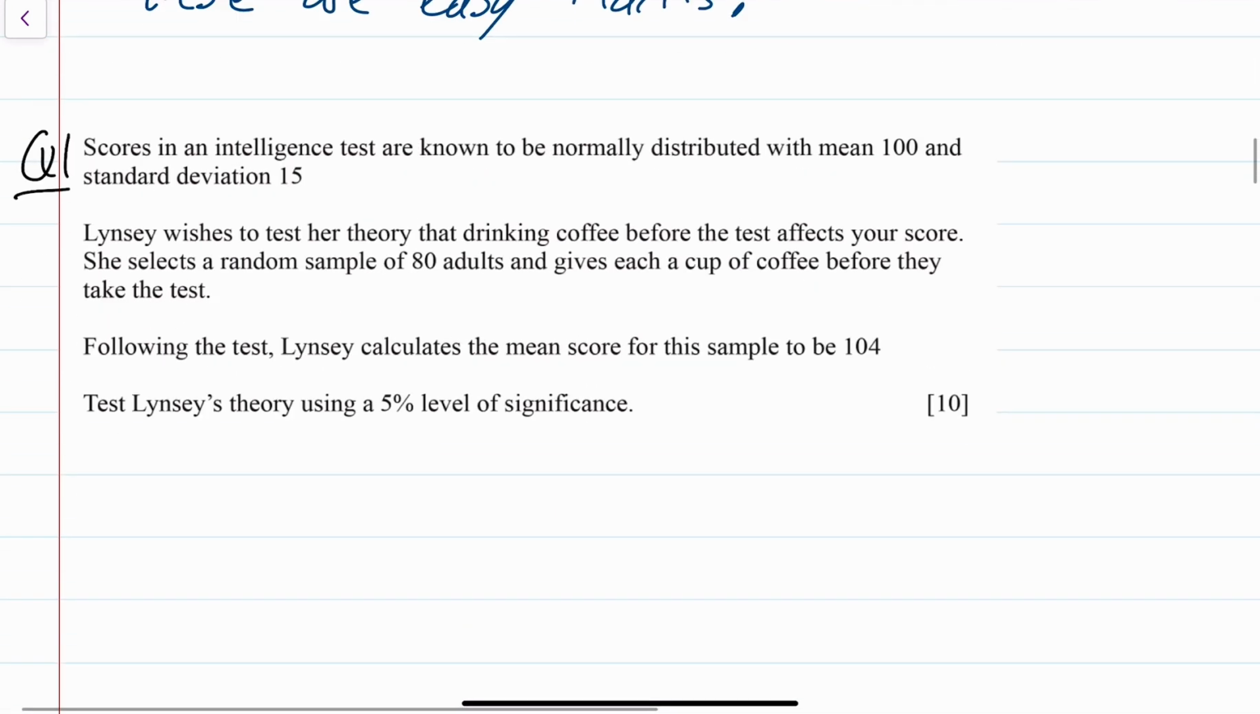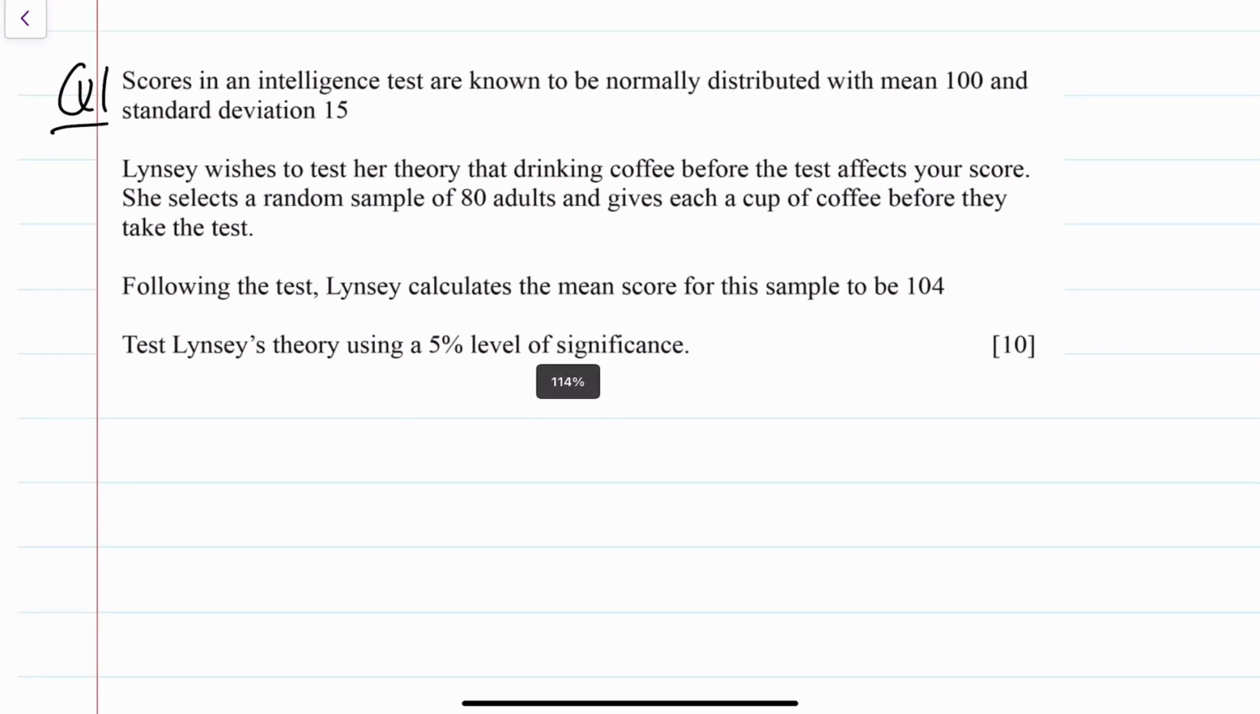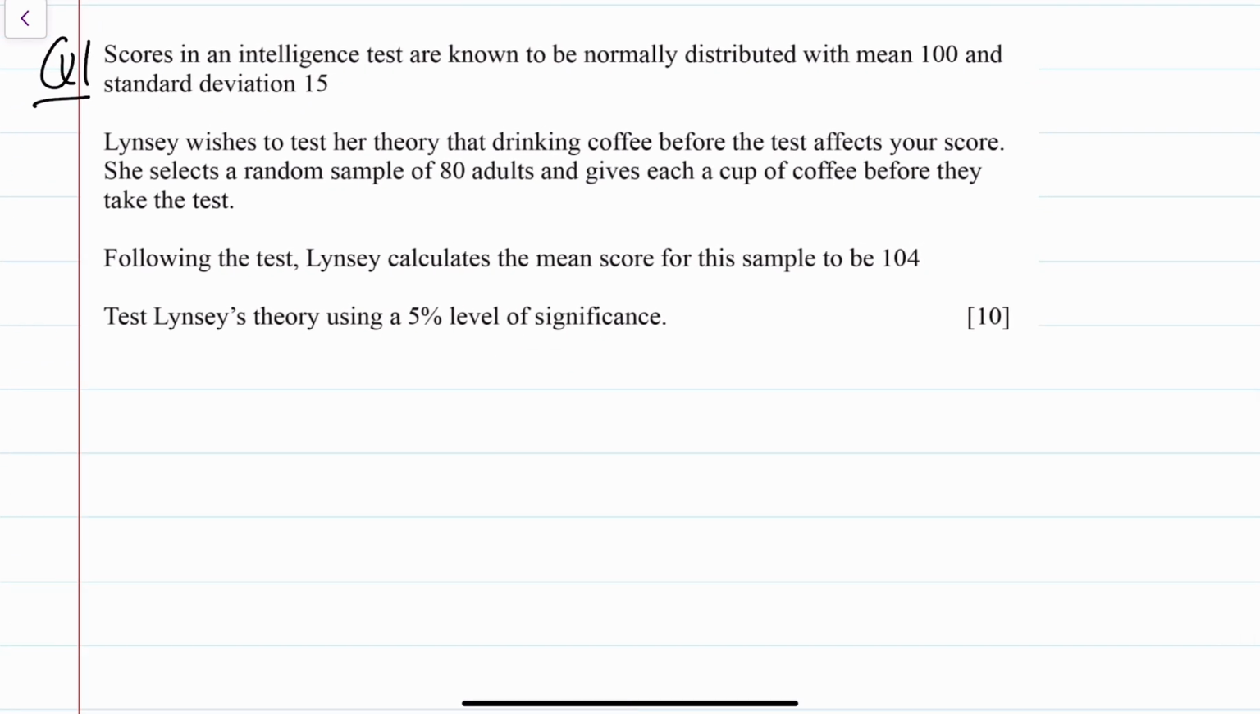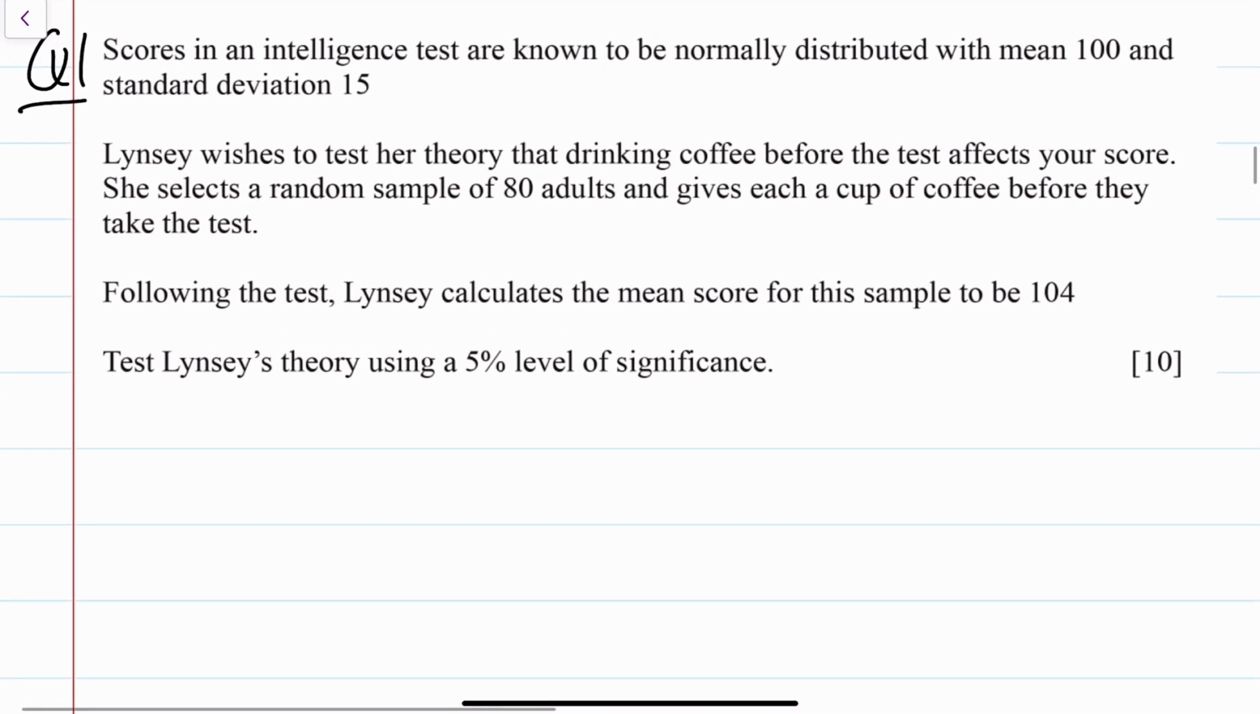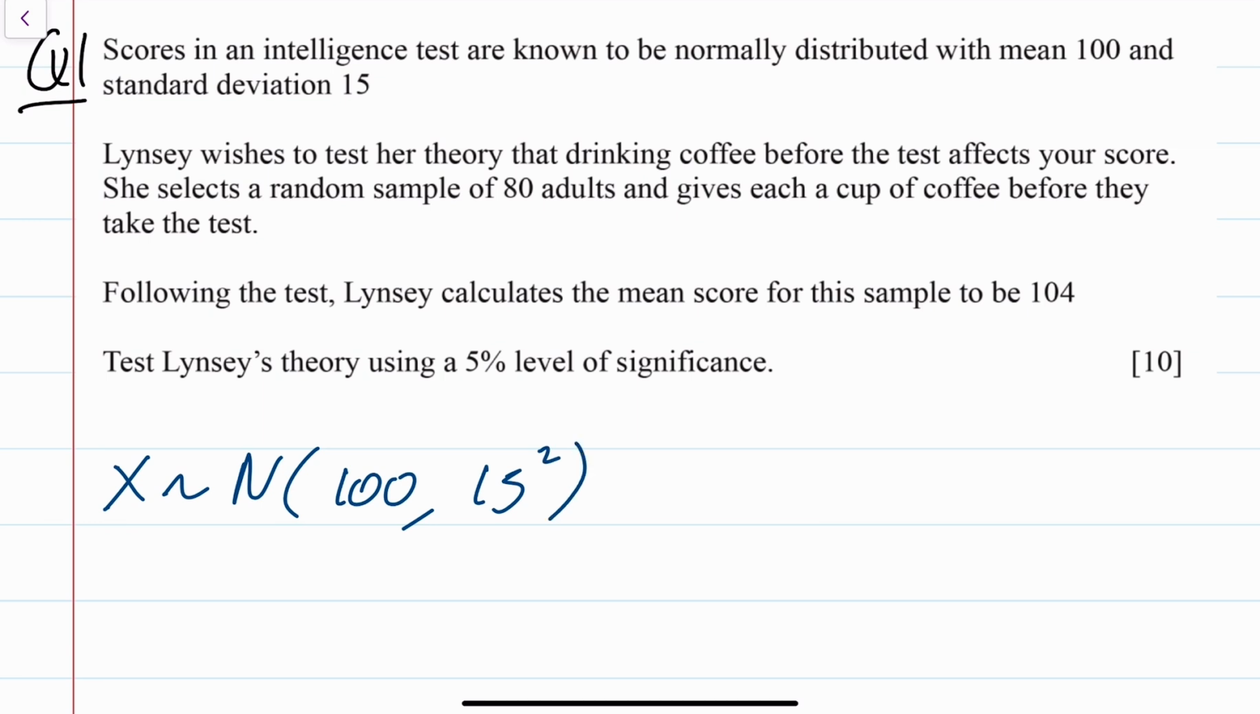Okay, we're going to look at a normal one, and then a binomial one, and then a product moment correlation coefficient one, and do both methods, certainly for the normal and for the binomial. I have a preferred method, I have to say, to do these. But anyway, scores in an intelligence test are known to be normally distributed with a mean of 100 and a standard deviation of 15. First thing I'm going to do before I read on is write that down. So a mean of 100 and a standard deviation of 15, so that's 15 squared. Lindsay wishes to test her theory.